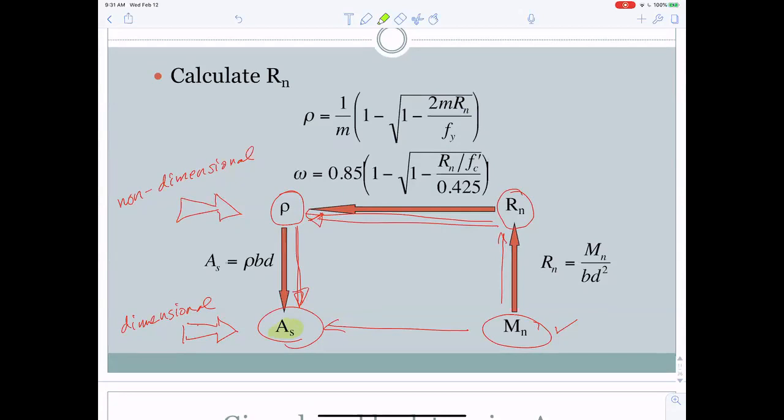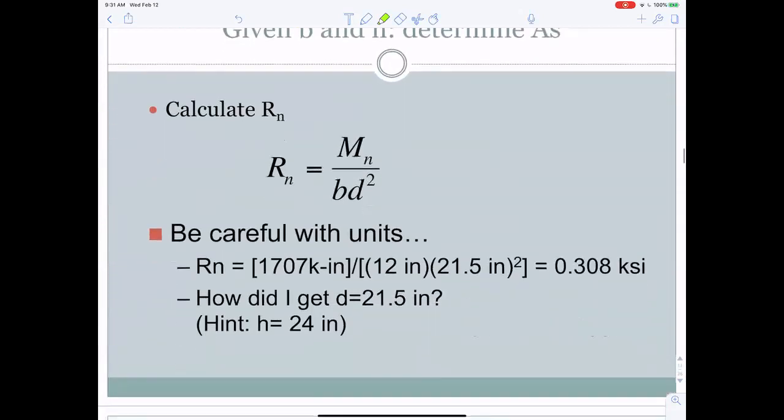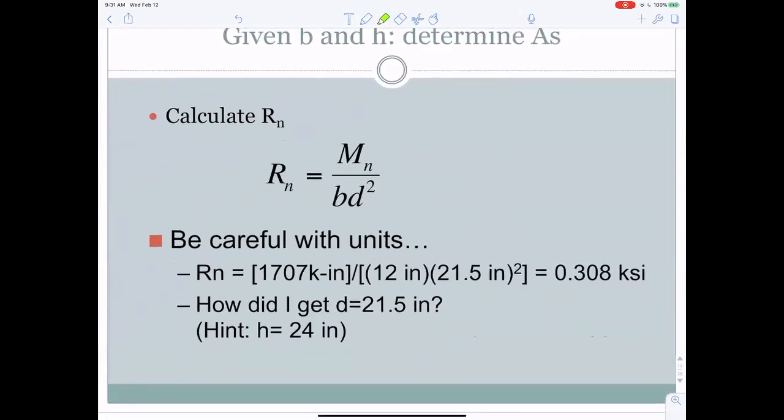So here we go. Rn is just Mn over b d squared. And so we just calculated this Mn. There's b. And remember, d is h minus 2.5. Be careful with your units. That was kip-inches, so this is ksi.